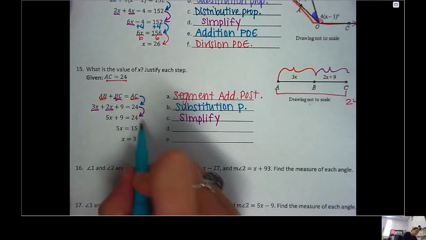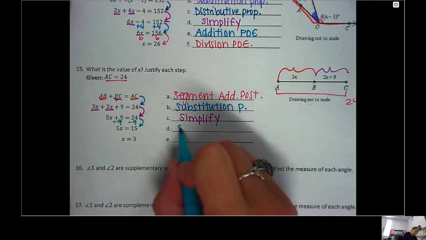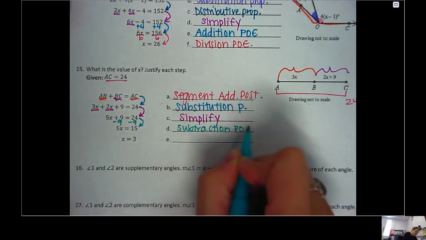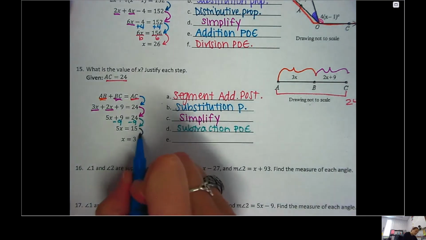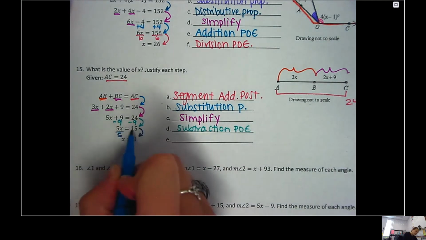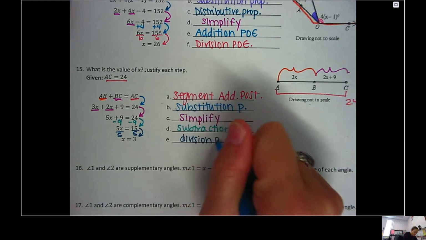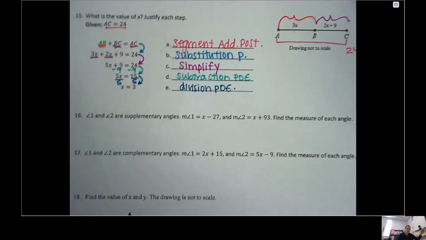To get from C to D, I'm moving this 9 to the other side by subtracting it. So that is the subtraction property of equality because it's both sides. And then the last step, to get from D to E, I'm dividing both sides by 5. So that is the division property of equality. So the important part here is you're putting property of equality if it's happening on both sides. Okay. Last few, we're almost there.